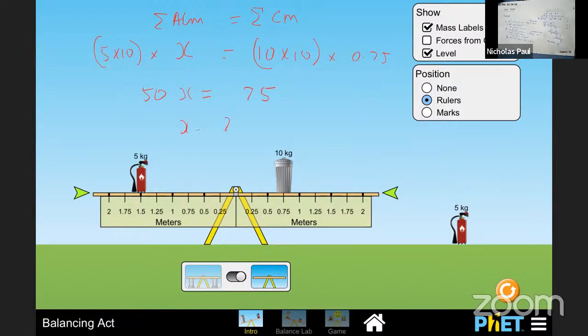X is equal to 75 over 50. And you got 1.5. What did I leave out? The units, right? Meters. So X is in meters, right? Well, yeah, you can see here is meters too. Everybody okay with that? Yeah? Copy down this whole thing here. I'll copy this down.